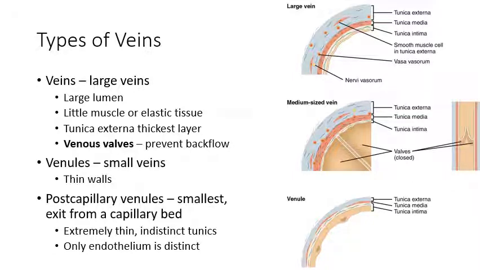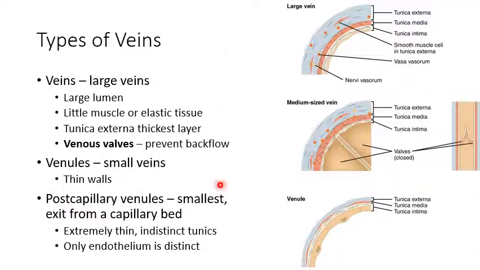The postcapillary venules are very similar to the venules. They're just a little bit smaller, and they also have vessel walls where it's very hard to tell the different layers apart. They're actually so small that the different layers are kind of running into each other, and it's really hard to tell where one layer ends and the next begins, with the exception of the endothelium itself.